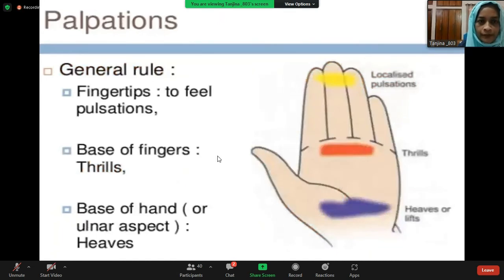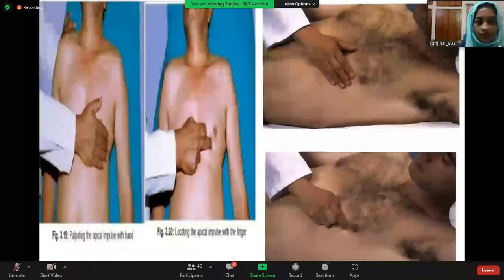During palpation, the fingertip is used to localize the pulsation, the base of the fingers is used to feel for a thrill, and the base of the hand is used to palpate for a heave. First we palpate the apex beat, then we palpate for any thrill in the four valvular areas, and then the right and left intercostal spaces for heaves of right ventricular hypertrophy. This is the examination method.